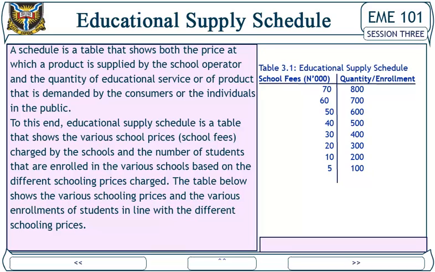Educational supply schedule. A schedule is a table that shows both the price at which a product is supplied by the school operator and the quantity of educational service or of product that is demanded by the consumers or the individuals in the public. To this end, Educational Supply Schedule is a table that shows the various school prices, school fees, charged by the schools and the number of students that are enrolled in the various schools based on the different schooling prices charged. The table below shows the various schooling prices and the various enrollments of students in line with the different schooling prices.